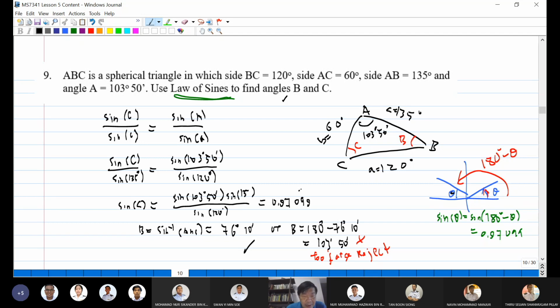Okay, and then divide by side A, which is 120. So let's see what this thing is now. You have to compare now. So what is this thing? So let's do the calculation. I think this one you reject with the small angle, right? So let me try to find out what side C is here.